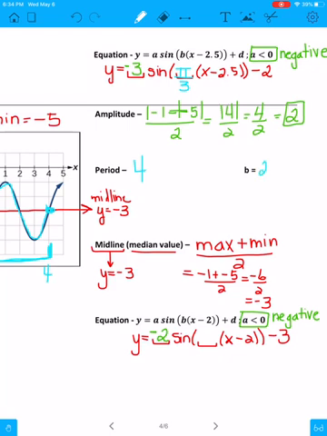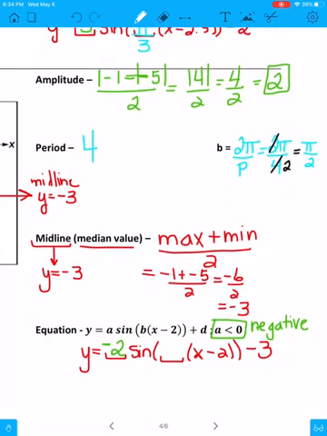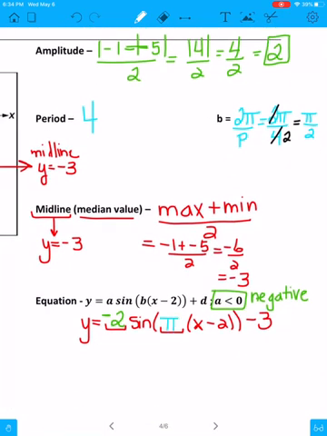Here we're going to have 2 pi divided by P, which is 2 pi divided by the period, which is 4. Then that reduces. Take a 2 out, you get a 1. Take a 4 divided by 2, you get a 2. So it reduces to pi over 2. Oops, it's supposed to be in blue. So my B of my equation is pi divided by 2.